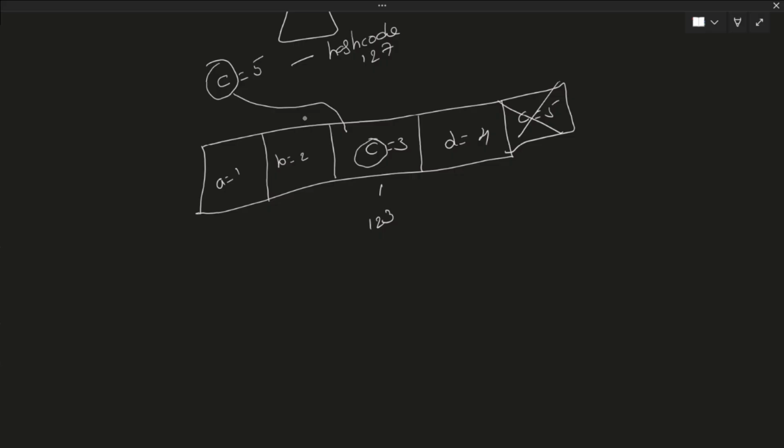Why can we say they are equal? Based on the key comparison using the equals method. By using the equals method, this C and this C are both the same. If I generate a new hash code, the data will be added here, so duplicate keys will be added. That is the reason: if both objects are equal, the hash code must be the same.